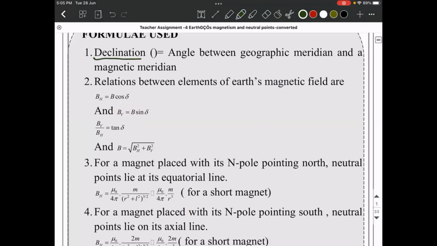So what is magnetic declination called as? It is defined as the angle between the geographic meridian and magnetic meridian, right? Or I also call it the angle between the geographic axis and the magnetic axis. Now, what are the other types of Earth's magnetic elements that we are going to see?